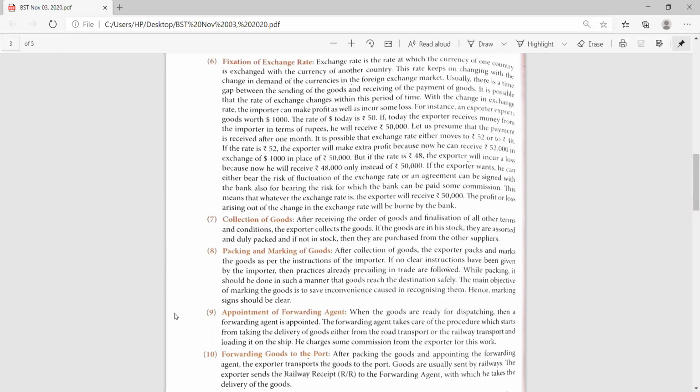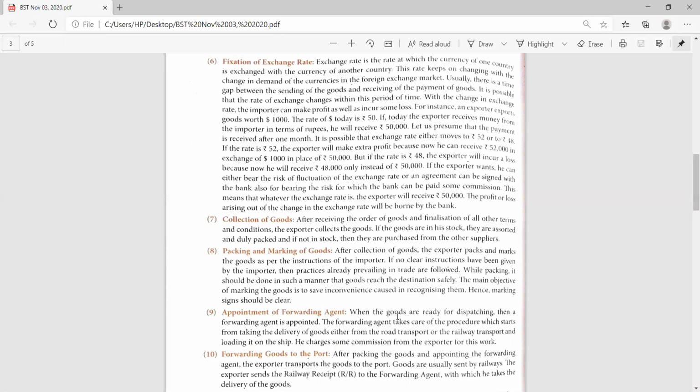Appointment of forwarding agent. If you remember, anybody can give me the answer. Which agent was appointed in case of import trade that you did yesterday? Import agent. In case of export trade, it's the forwarding agent. In import trade, it is the clearing agent. Please learn whatever we did in the class and make proper notes, then it will be retained in your memory, otherwise it will not be retained.